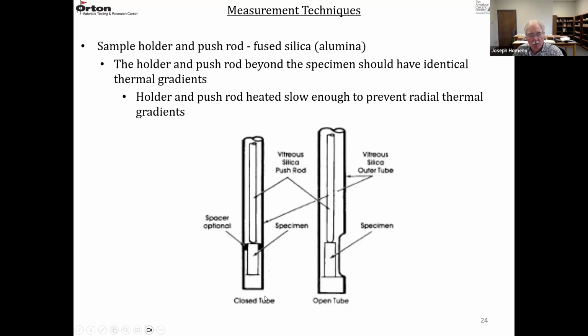So here's an example of two types of fused silica push rod tube systems. This is a tube sitting inside a rod that's closed. There's an opening here, put the sample in. This is more of an open tube. And here's your sample again. So in either case, you're measuring the thermal expansion difference between the sample and the corresponding length of the holder.